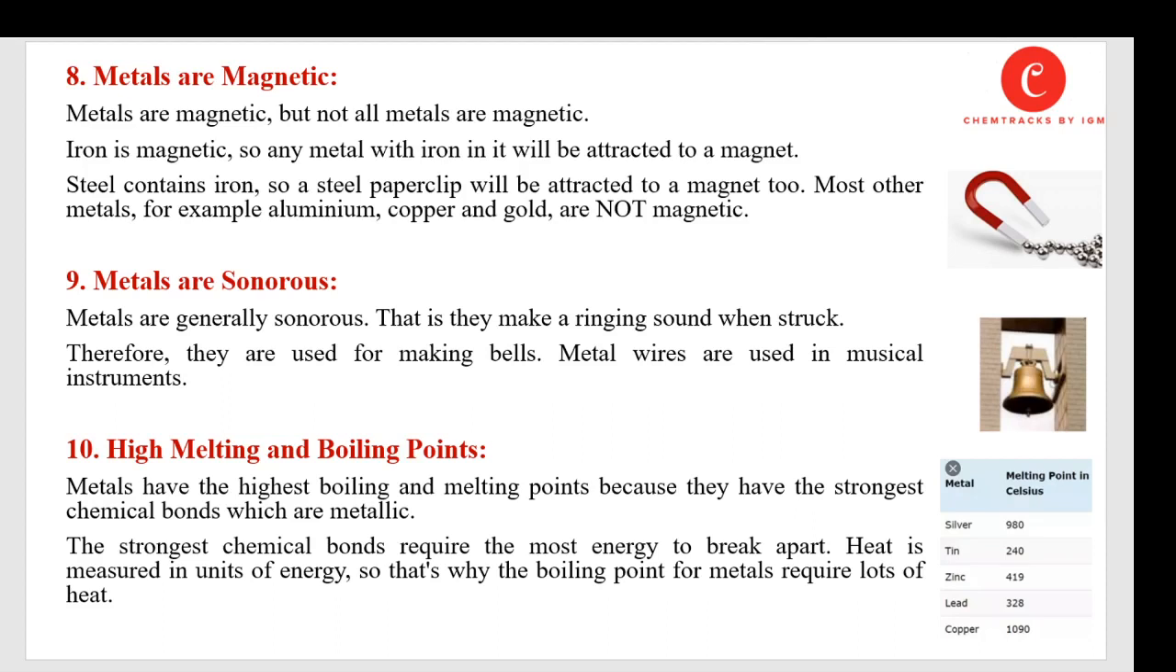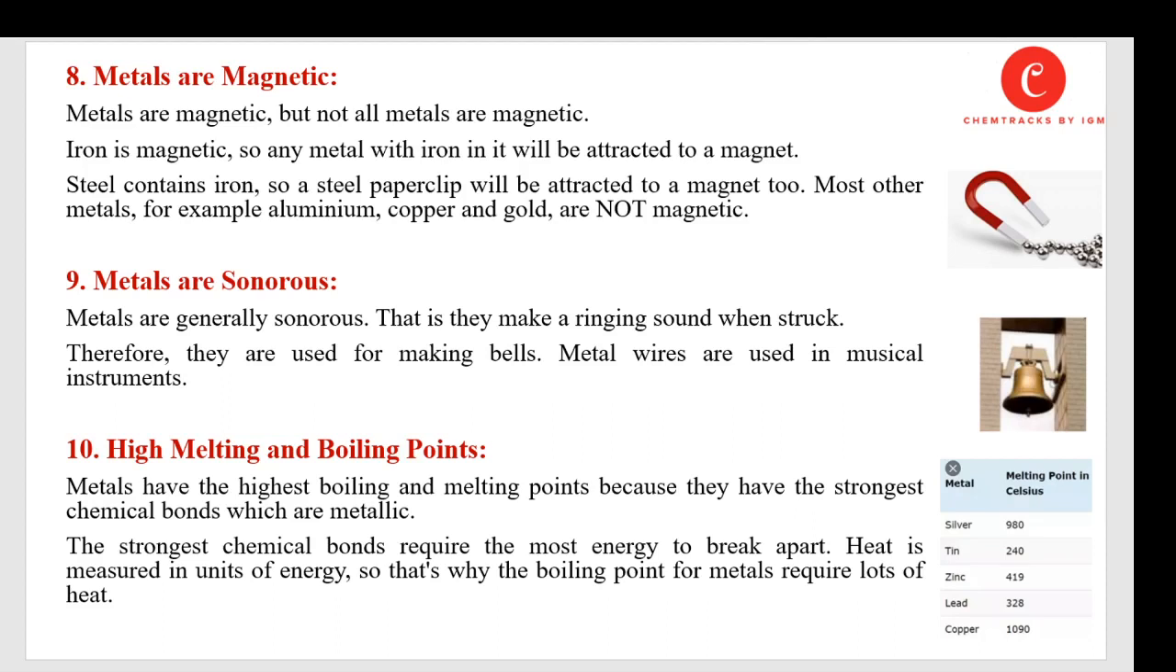Metals are sonorous. The word sonorous means sound producing. Sonorous is basically originated from the word sonic. So metals are generally sonorous, that is, they make a ringing sound when struck. Therefore, they are used for making bells. Metal wires are used in musical instruments.